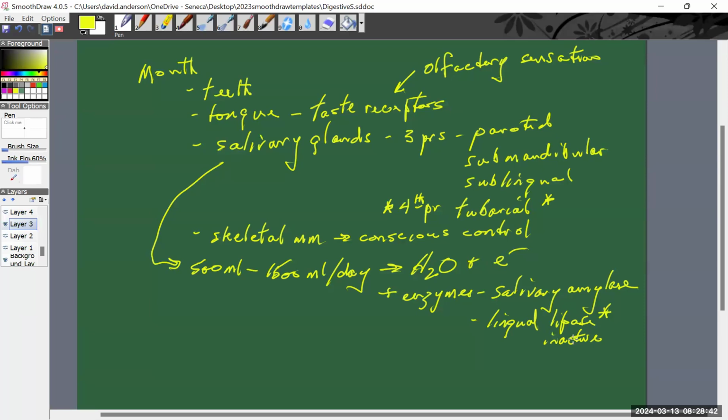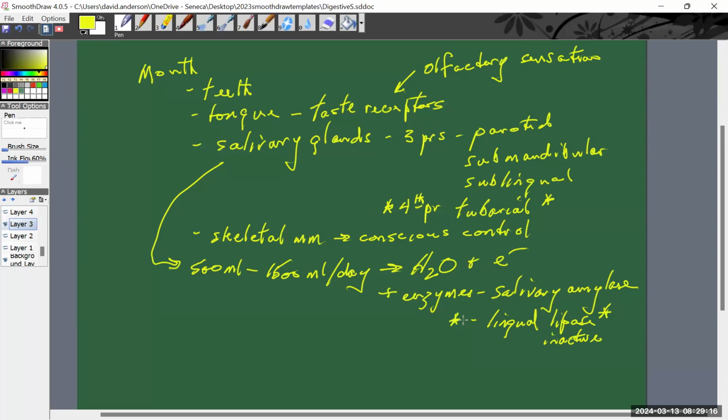But lingual lipase doesn't become active until it's in an acidic environment, and most of the saliva is alkaline. So the lingual lipase won't be activated until it travels to the stomach. We'll find out in just a few minutes how acidic the stomach is, but the short answer is it's very acidic. So lingual lipase is going to be produced by saliva, but not active until it reaches the stomach. So that's a key thing to remember about lingual lipase.